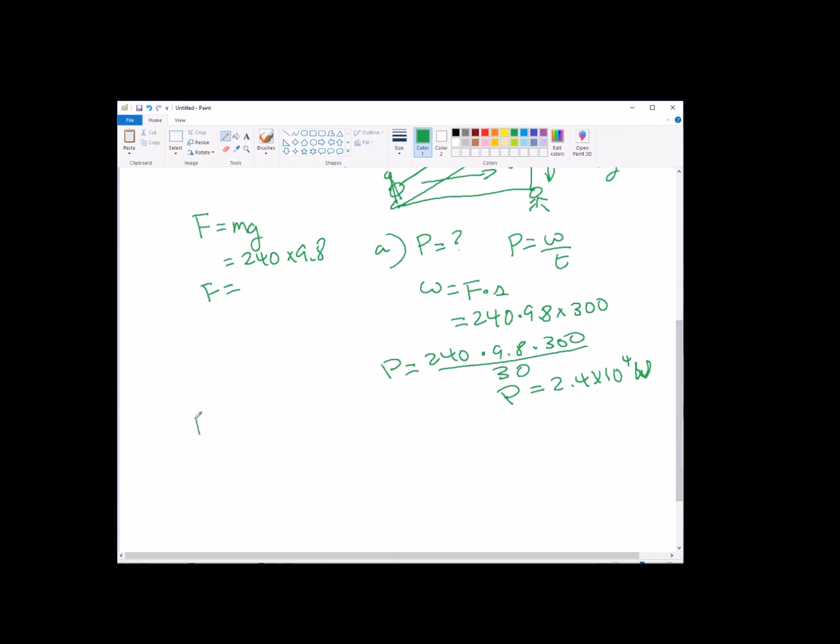Right. Part B says if friction increases the power required by 25%, what power must the chairlift engines provide? Well, then we just increase it by 25%. How do you increase it by 25%? So 2.4 times 10 to the 4 plus 25% of that. So times 1.25. And that should give you 3.0 times 10 to the 4 watts. Right?